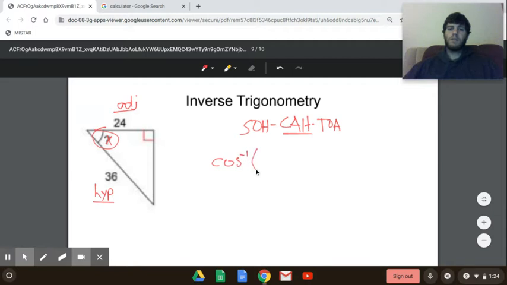For inverse cosine, you're inputting the ratio. So the ratio is adjacent over hypotenuse. So that's 24 over 36. You input the ratio and your output is going to be the angle. So our angle we just called x.